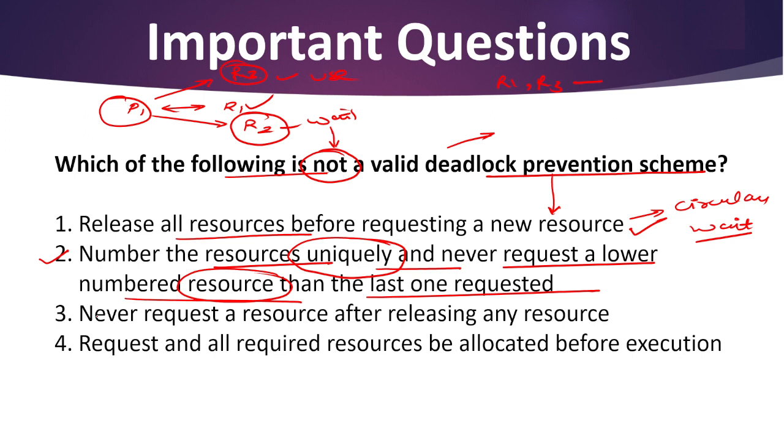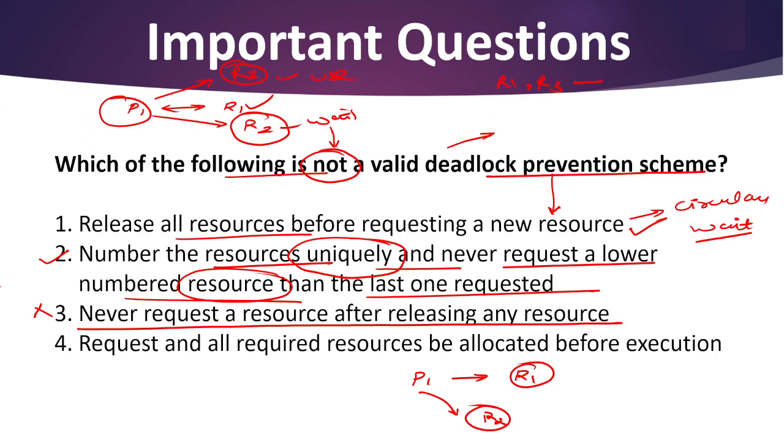Next is never request a resource after releasing any resource. Okay, so this statement is not correct. Never request a resource after releasing any resource. It says if process P1 is using resource R1, ये बोलता है कि जब वो R1 को रिलीज कर देगा उसके बाद वो R2 के लिए रिक्वेस्ट नहीं कर पाएगा, बट ऐसा नहीं है.